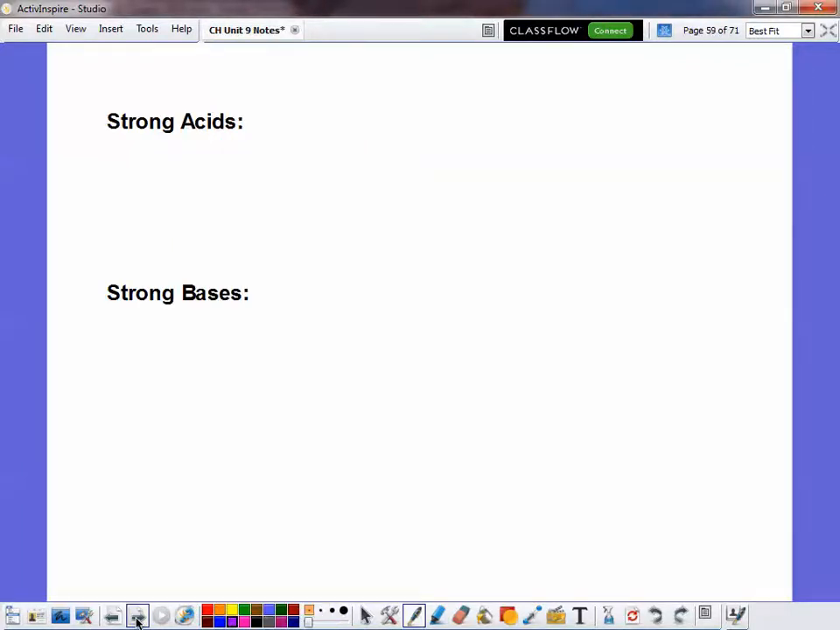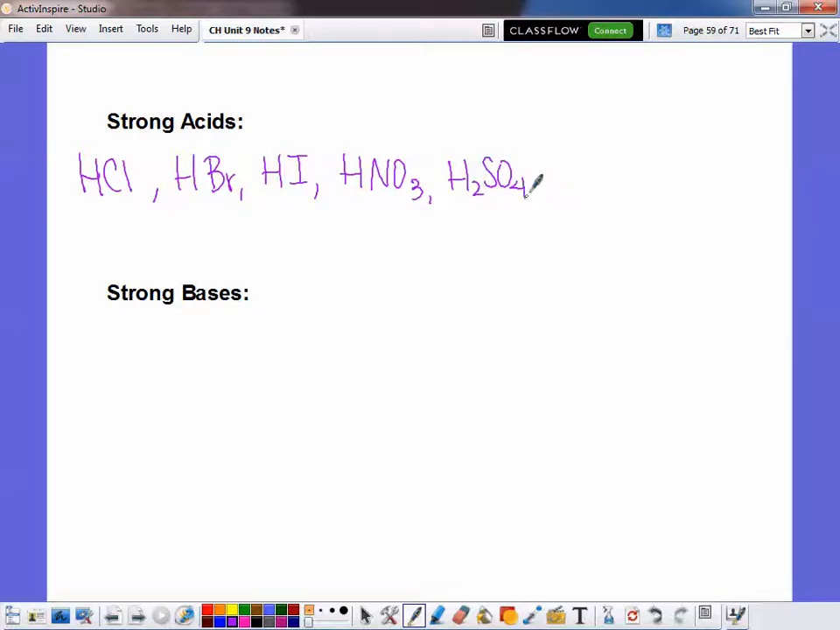Strong acids and strong bases. There are 6 strong acids that you need to know. There are more than 6, but I'm only requiring you to know 6. All right? And they are HCl, HBr, HI, HNO3, H2SO4, and HClO4. And I'll write the names below.